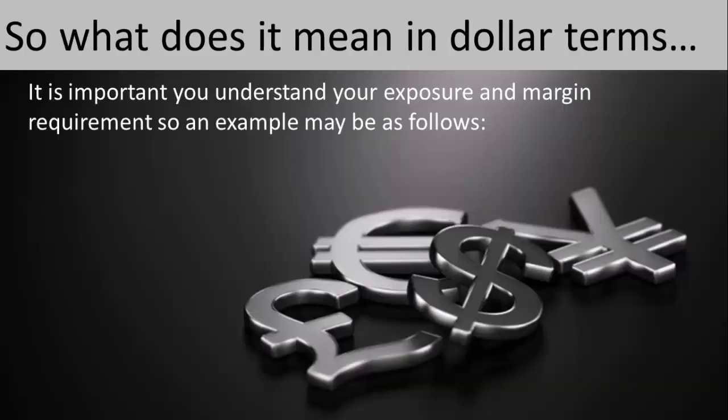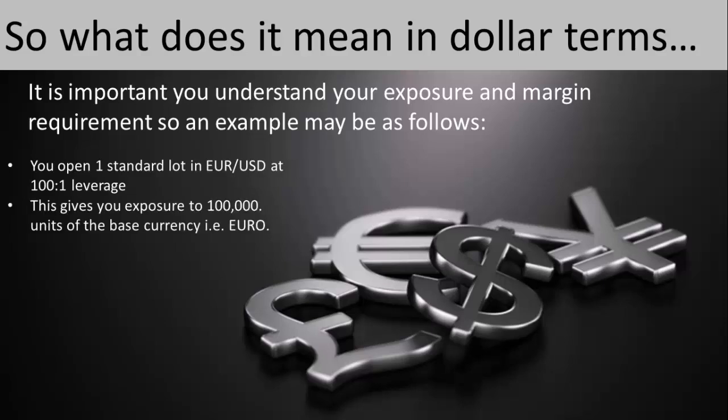So what does this mean in dollar terms? It's important that you understand the maths regarding your exposure and the margin requirement. So an example may be as follows. Let's say you open one standard lot of Euro USD at 100 to 1 leverage. This gives you exposure to 100,000 units of the base currency, in this case the euro, so you have exposure to 100,000 euro. Your margin requirement, therefore, at this leverage level is 1,000 euro.